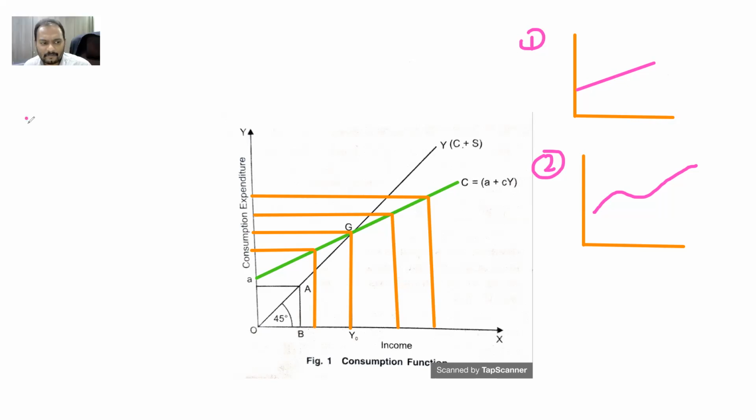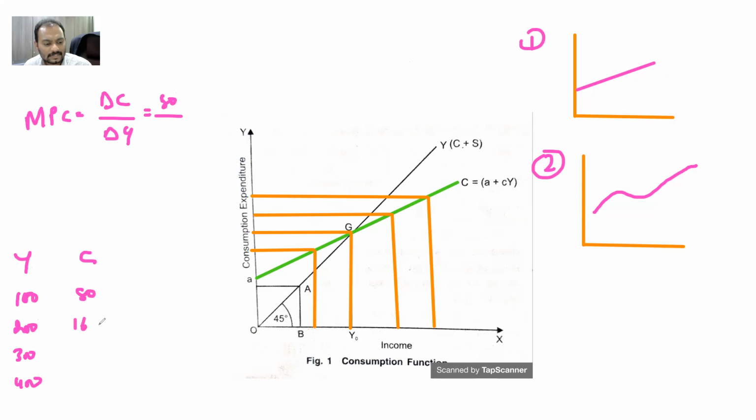Can you all please tell me the formula for MPC? MPC formula is delta C upon delta Y. Let's write some basic numbers here. Income: 100, 200, 300, 400. Consumption: 80, 160, 240, 320.